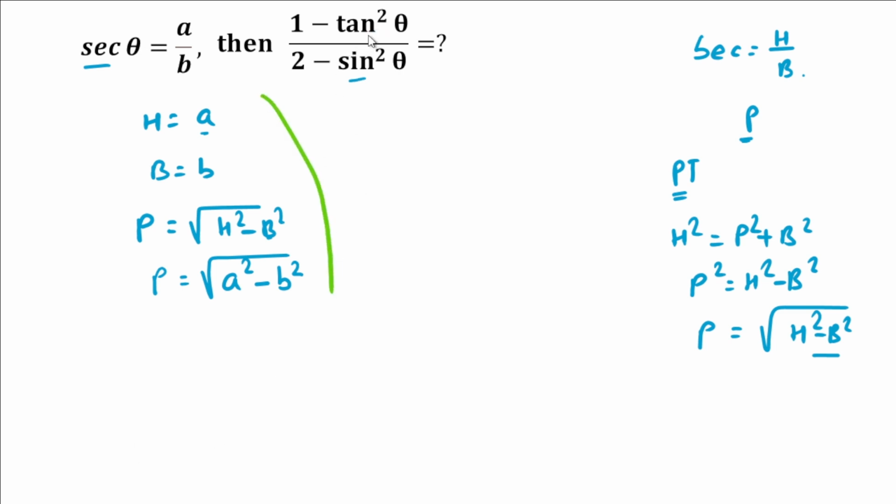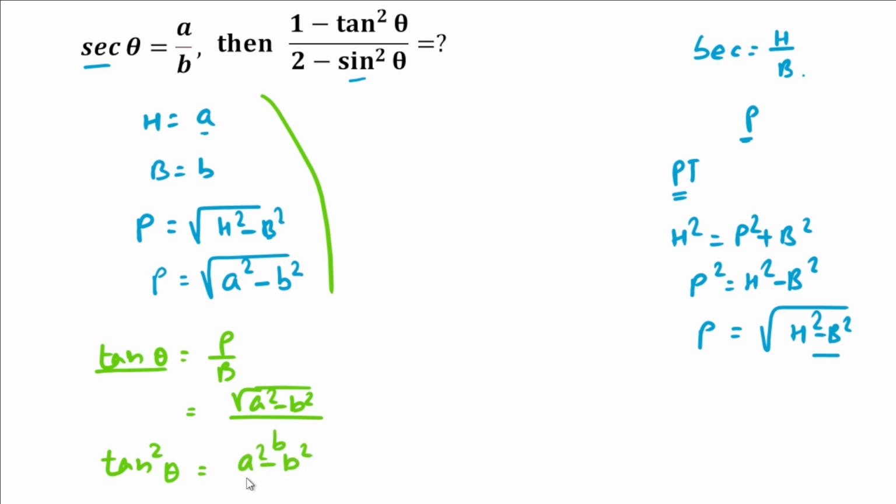So here we'll have to calculate the value of tan square theta and sin square theta, and we know tan theta is perpendicular divided by base. So here perpendicular is square root a square minus b square, and that is divided by base, here small b. Now it is the value of tan theta, so we'll have to calculate the value of tan square theta. So we'll square both the sides. So here the square root will be cancelled and it will be a square minus b square divided by b square. It is the value of tan square theta.